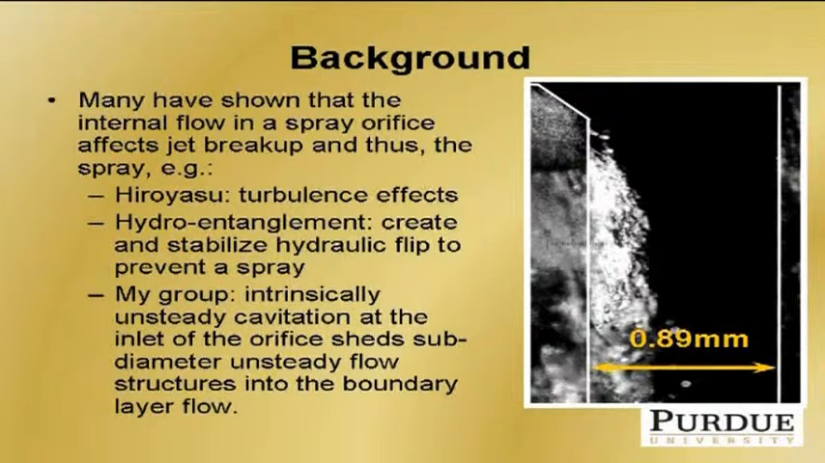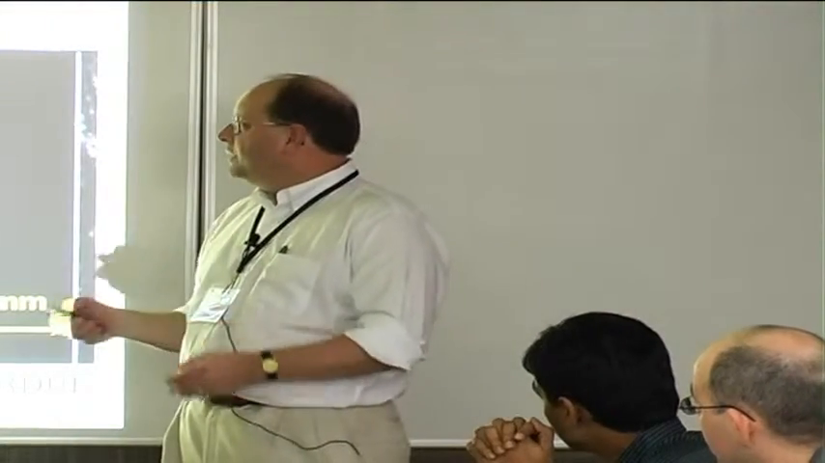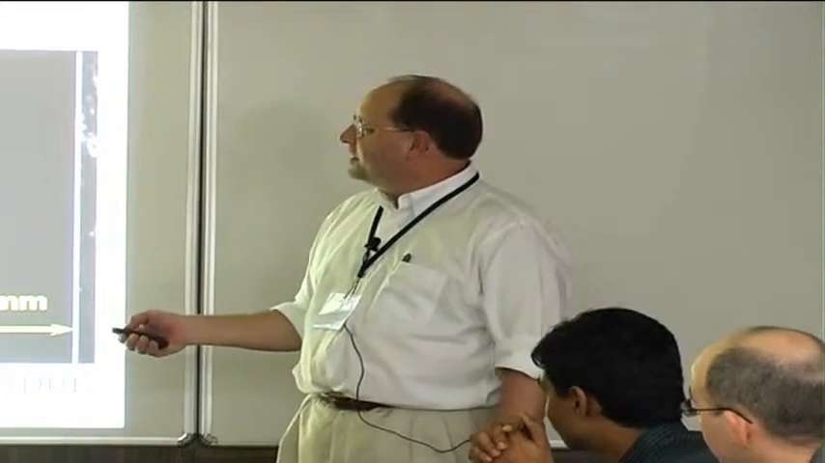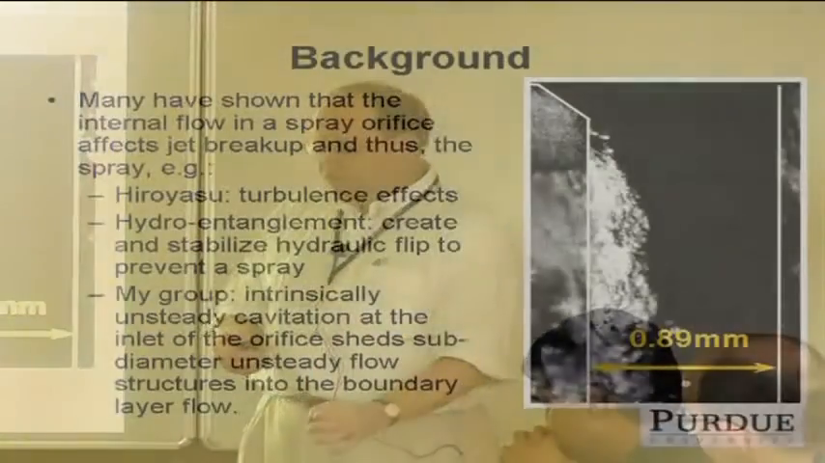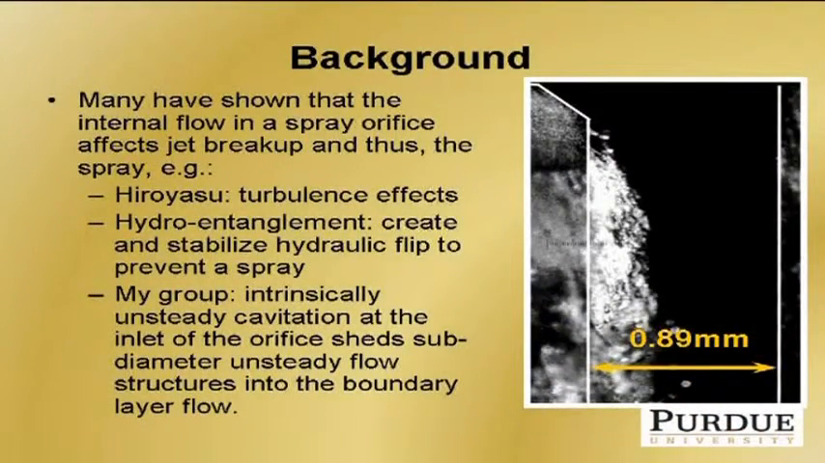Hydroentanglement is one way of producing non-woven textiles, and they have spent a lot of time to create and stabilize hydraulic flip to prevent the spray, that is, to get a liquid stream. My group began focusing on this topic because of what we find to be intrinsically unsteady cavitation at the inlet of an orifice, because this sheds sub-diameter unsteady flow structures into the boundary layer flow.